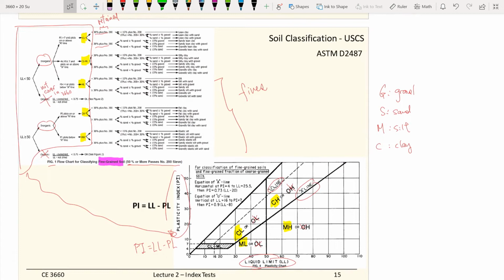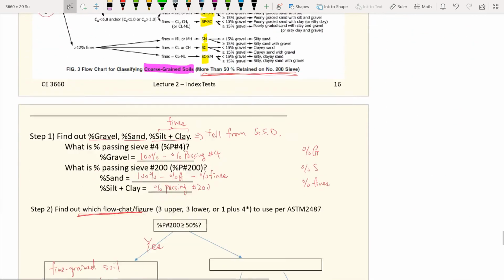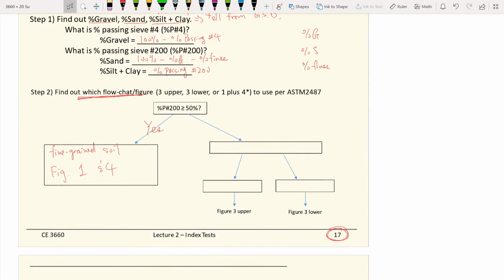So if there is 50% or more passing number 200, you go straight to these figures. For the case that it is not more than 50% passing number 200, then you have a coarse-grained material.